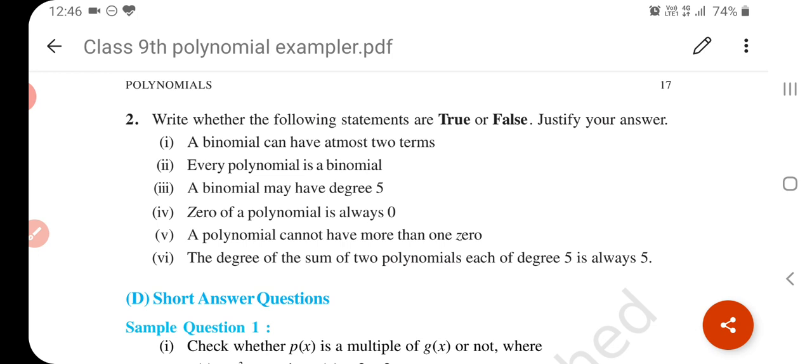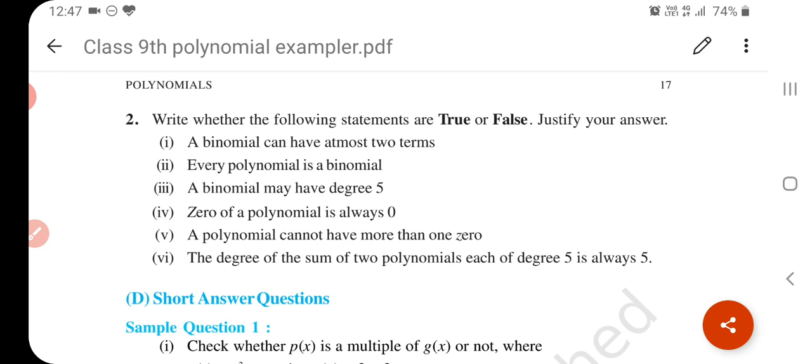Every polynomial is a binomial, it's also false because x cube plus x plus 1 is a polynomial but not a binomial. ओके हम कोई भी एक 3 टर्म्स ट्राइनोमियल और कुछ भी ले सकते हैं. पोलिनोमियल ओनली बाइनोमियल नहीं होते, मोनोमियल भी होते हैं, ट्राइनोमियल भी होते हैं, मल्टी मोनोमियल भी होते हैं. अंडरस्टैंड? सो इट्स अ फॉल्स. Okay, understand? A binomial may have degree 5. True, because a binomial is a polynomial whose degree is a whole number greater than or equal to 1.